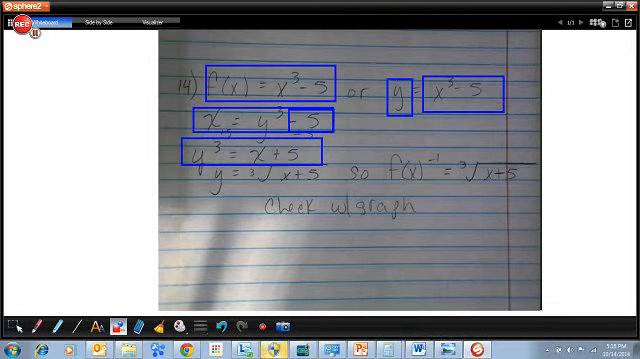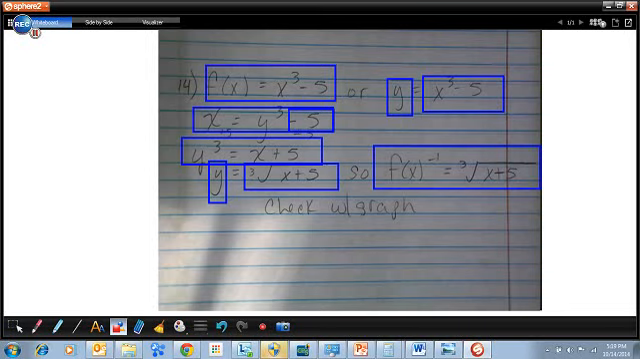And then to get y by itself, since it's being cubed, I had to take the cube root. When I take the cube root, I get y by itself, right? But to balance the equation, you have to do it to both sides. So I took the cube root of the other side. So I now have y by itself. So the inverse function is, f of x inverse function is the cube root of x plus 5.